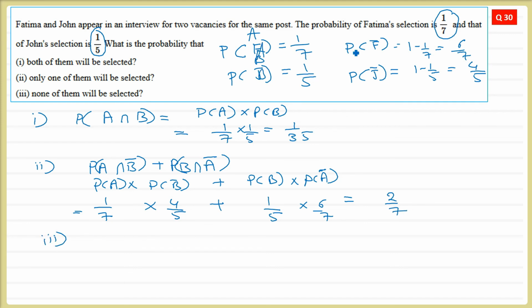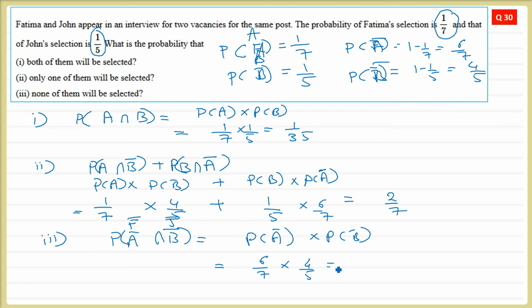The third one. Now these are A and B. As I told you, this is A bar and B bar. I am replacing it just to get the clear picture because none of them will be selected only when they both have the complement intersected. So neither A nor B, neither Fatima nor John. So F bar, J bar represents A bar, B bar. Probability of A bar intersection B bar is PA bar multiplied by PB bar, and these are already computed. This goes 6 by 7 into 4 by 5. So when you multiply these two, you're going to get 6 4s are 24 divided by 7 5s are 35, and this is your final result.